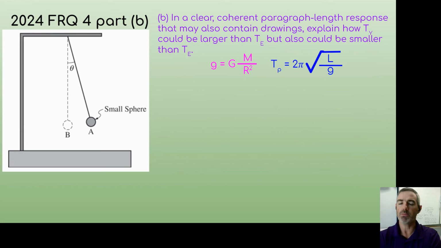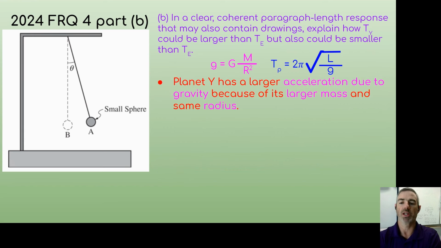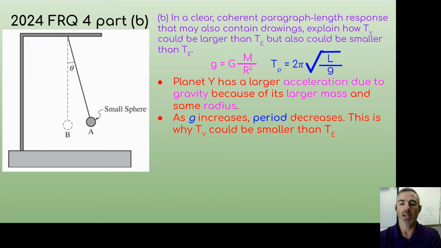response. The first bullet point is that planet Y has a larger acceleration due to gravity, because it has a larger mass with the same radius. If the radius is the same, we're dividing by the same number squared, but m is bigger, giving planet Y a greater acceleration due to gravity. In the period of a pendulum equation, as g increases, the period decreases. This is why Ty could be smaller than Te, because the acceleration due to gravity could increase more than the length of the pendulum increases with the elastic part of the string.